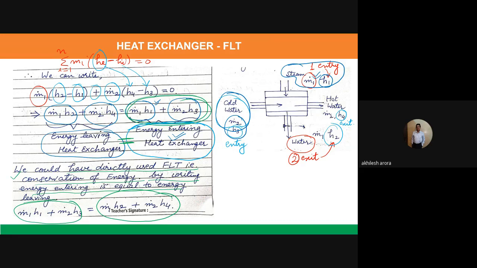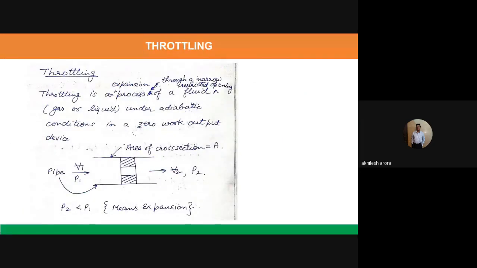Okay, so let us proceed further. Now I am going to discuss the throttling process. Now, throttling process, what is throttling actually? So let us first of all read the definition of the throttling. Throttling is an expansion process of a fluid through a narrow restricted opening. Now this fluid could be gas or liquid under adiabatic conditions in a zero work output device.